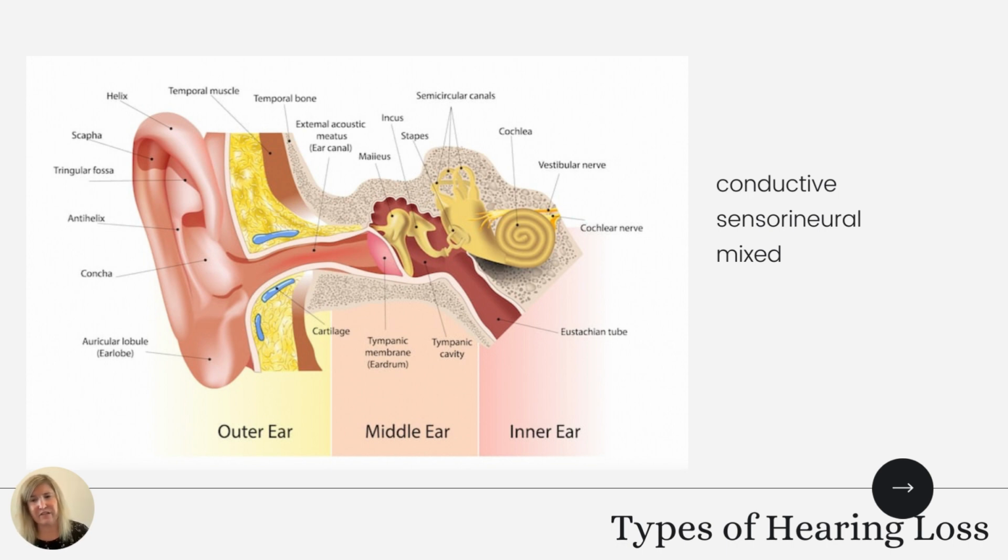Sensory neural hearing loss occurs when there is a problem with the sensory receptors of the hearing system, specifically the cochlea in the inner ear or auditory nerve. Most sensory neural hearing losses are permanent, and there can be a number of causes. Mixed refers to a combination of both conductive and sensory neural hearing loss.